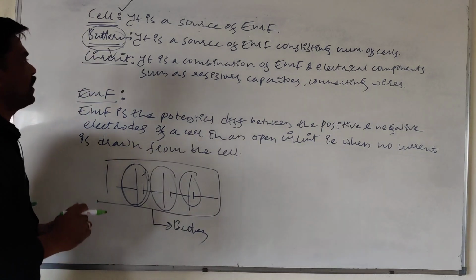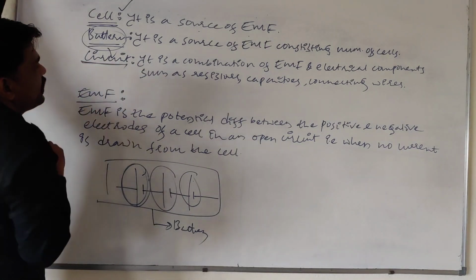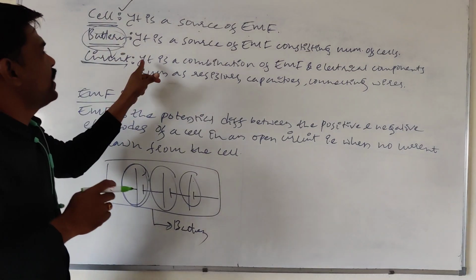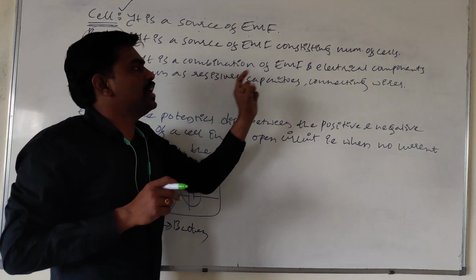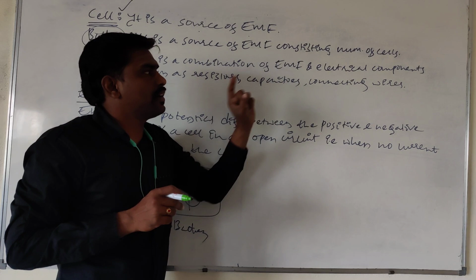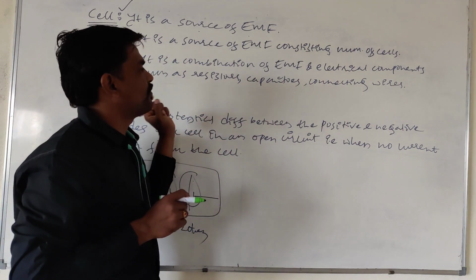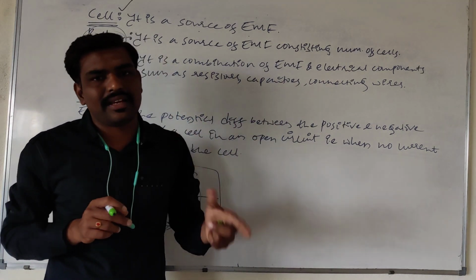Right. After that, see here, the circuit. So then what is a circuit? Here it is a combination of EMF source and electrical components, such as resistors, capacitors, and connecting wires.